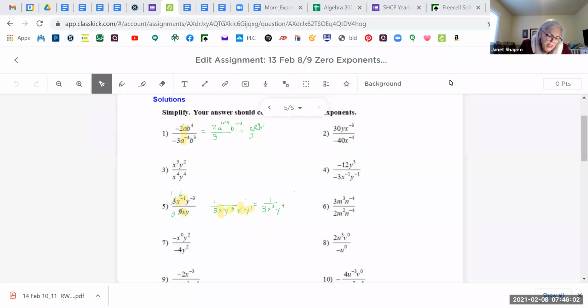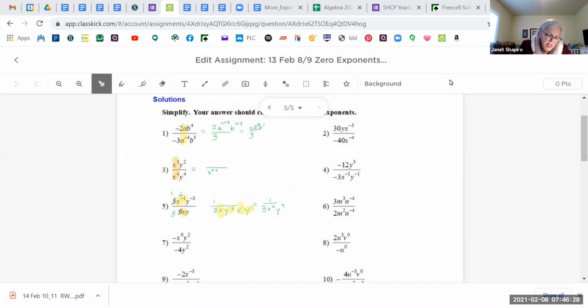All right. Some of these are easier. For example, number 3, we could just subtract. And here's what I do when I do this. I look to see where there are more variables. So for example, the x's, there's more in the denominator. So my answer will stay in the denominator and I will do 4 minus 3.